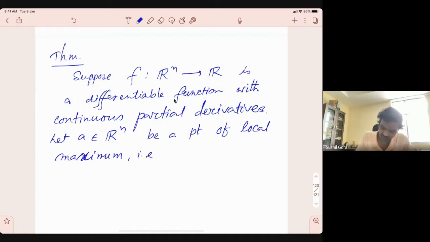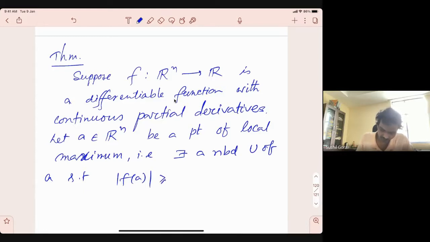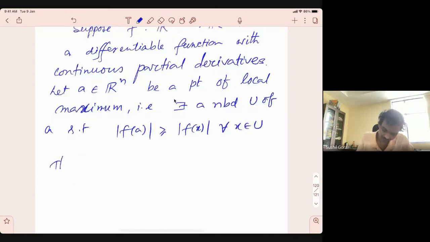That is, there exists a neighborhood U of a such that mod of f of a is greater than or equal to mod of f of x for all x in U. Okay. Then del f by del x_j, actually the derivative df at a, is 0.